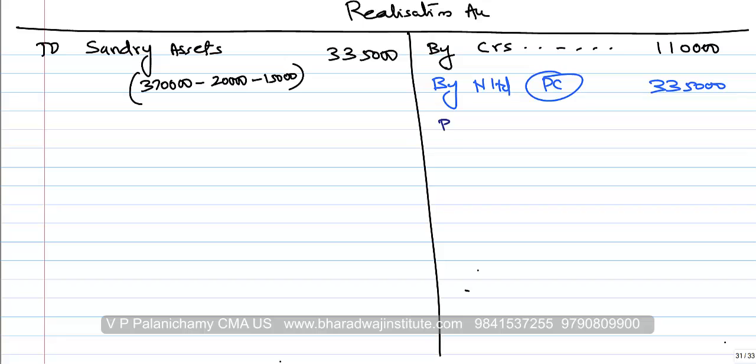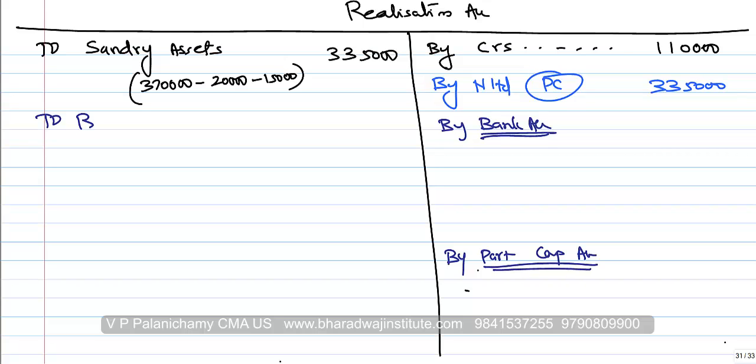By bank, for any asset realized by the firm, we will put what? By partner's capital for any asset taken over by the partner. Likewise, any liability paid by the firm, we will put what? Realization account debit to bank account. Anything paid by partner, realization account debit to what? Partner's capital account. Look at the paragraph after that.